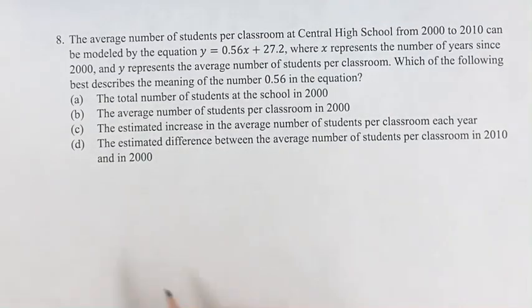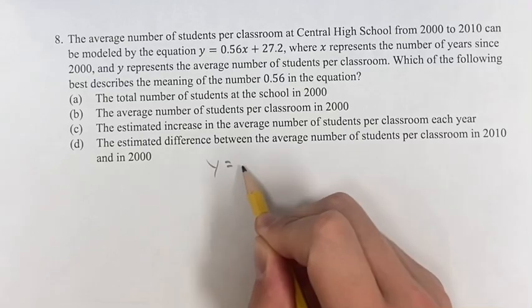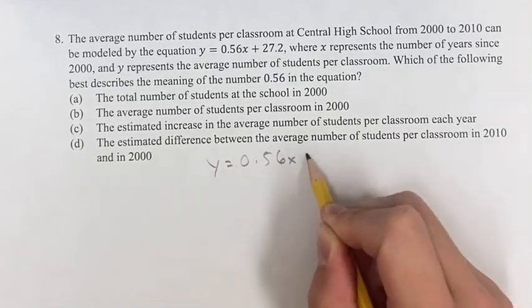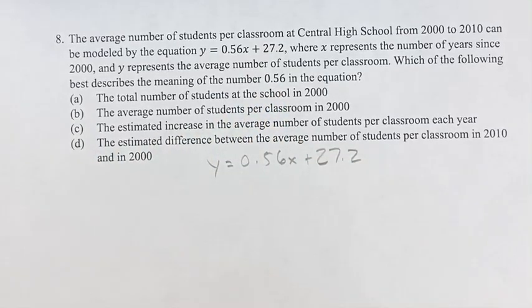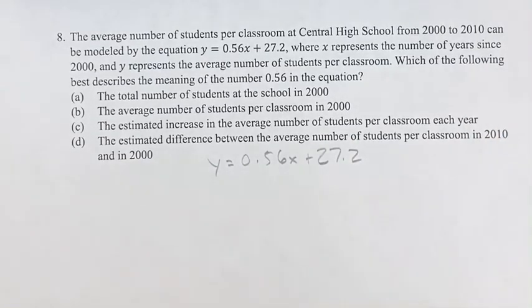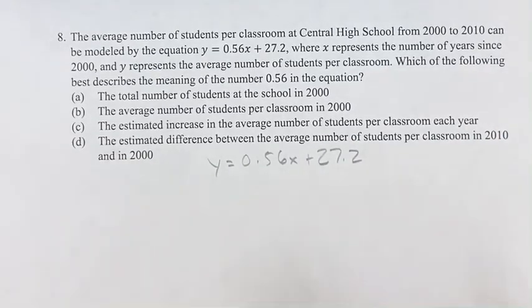In this problem, we're given the equation y is equal to 0.56x plus 27.2, and we're asked what is the meaning of the number 0.56 in the equation. So before we look at any information about the high school and all that, let's just say if we're not given any information, what does 0.56 mean?